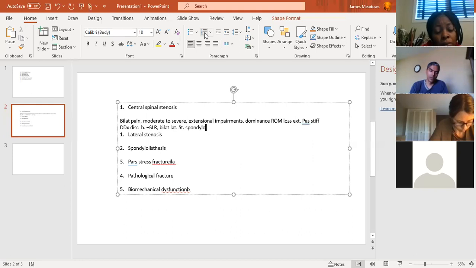Sorry, just for the spondylolisthesis, are you talking about someone like a young person who could have it, who does lots of extension activity? Is that what you're going after?